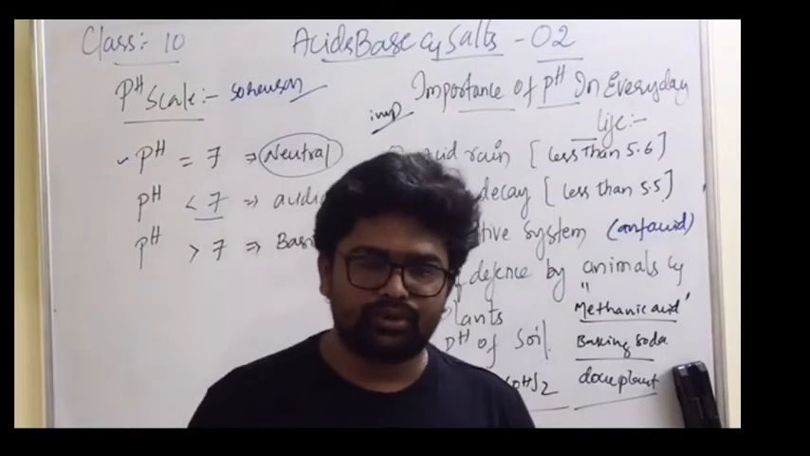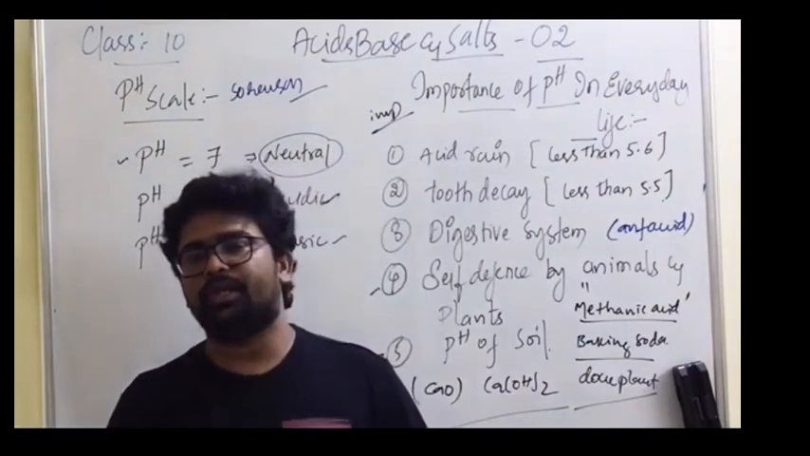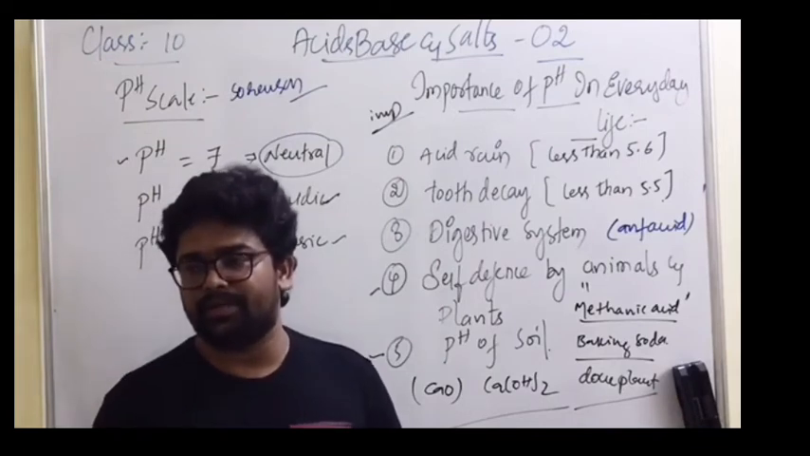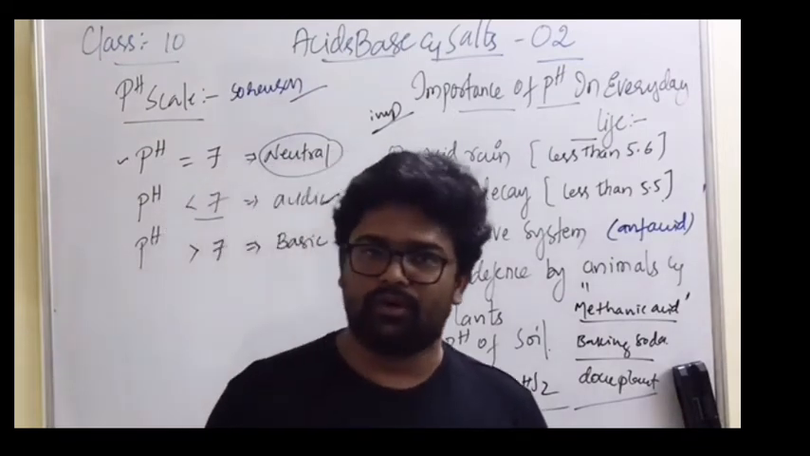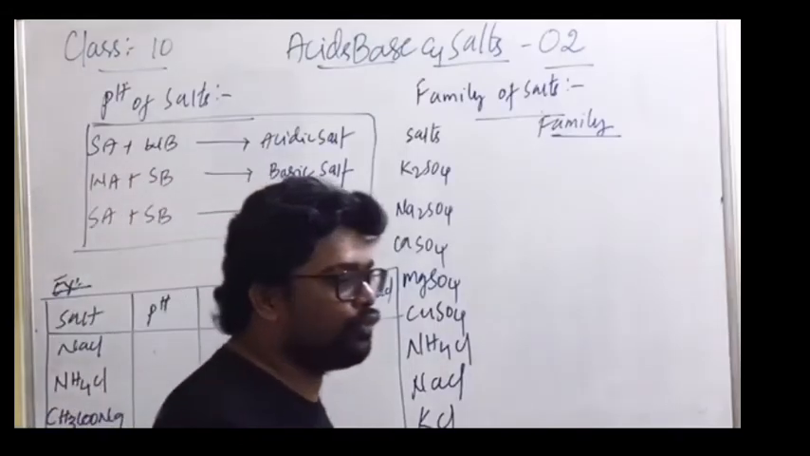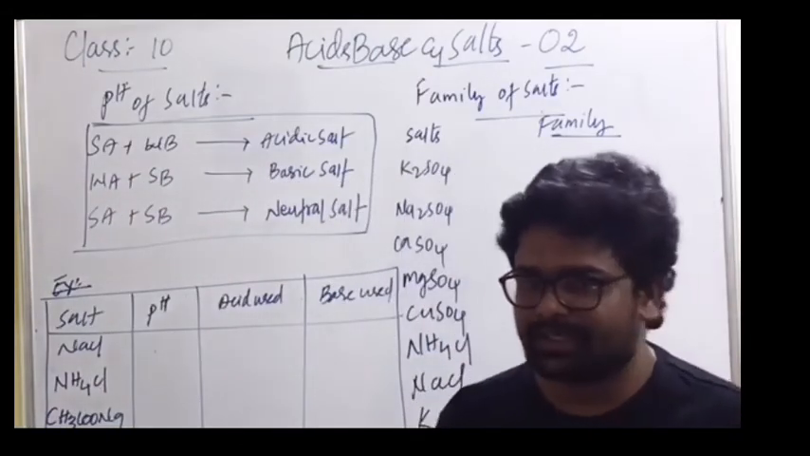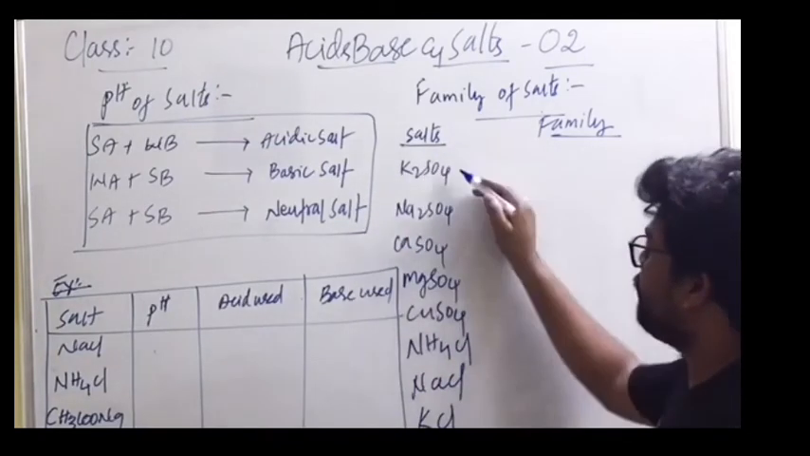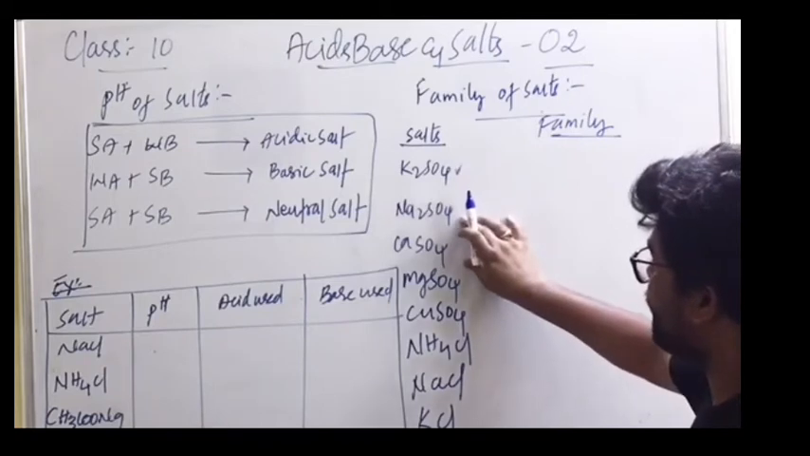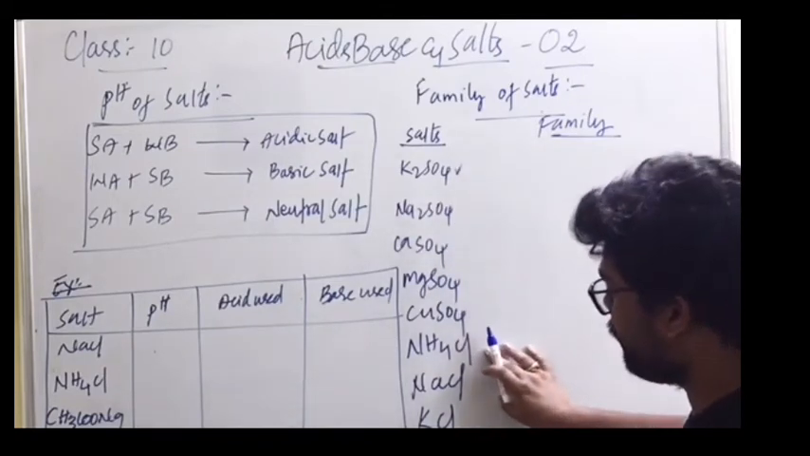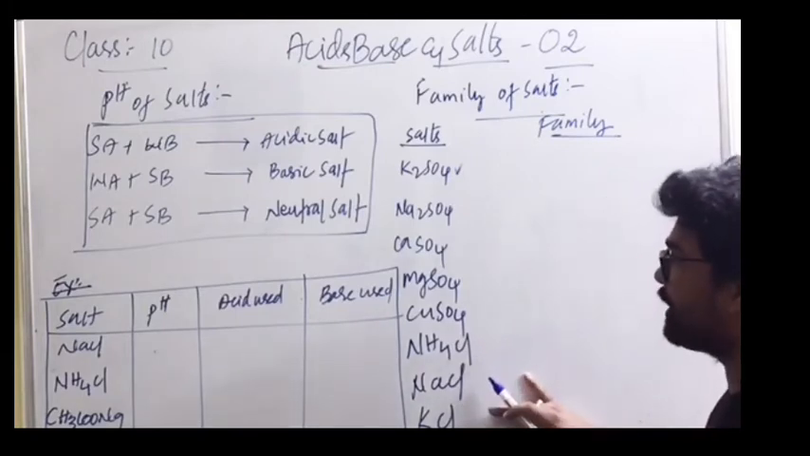We all know how salts are formed. Salts are formed by the combination of acid and base. It gives you salt and water. Now how do we find the pH of salts? How do we identify the family of a salt? It's a very interesting one. Here some salts are given: potassium sulfate, sodium sulfate, calcium sulfate, magnesium sulfate, copper sulfate, ammonium chloride, sodium chloride, and potassium chloride.